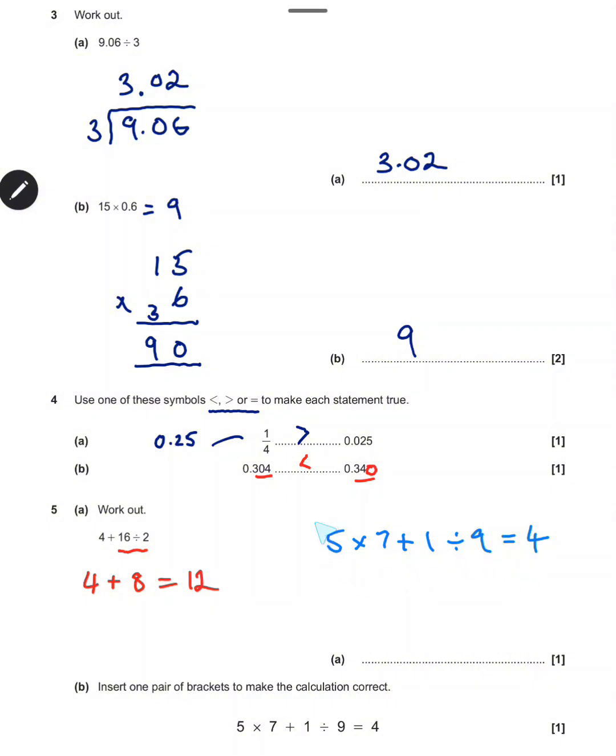You can try all kinds of places, but I think if I put them there and then focus on that bit first, 5 times 7 is 35. Add 1 is 36. So I've done the brackets first. And 36 divided by 9 is 4. That is now correct. If you would have put your brackets anywhere else and done that bit first, you would not have got an answer of 4.